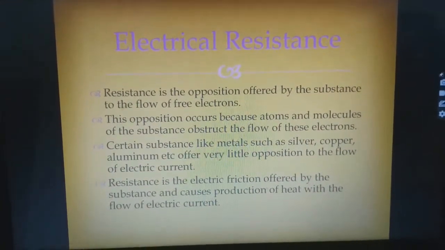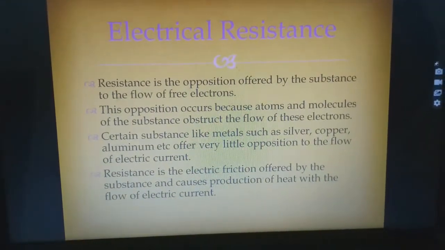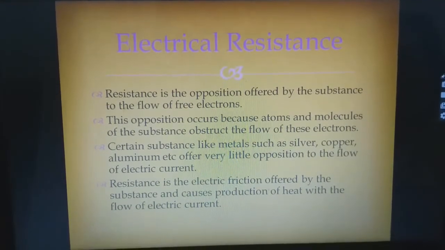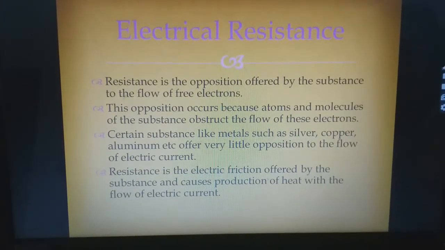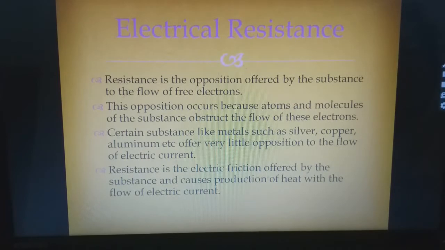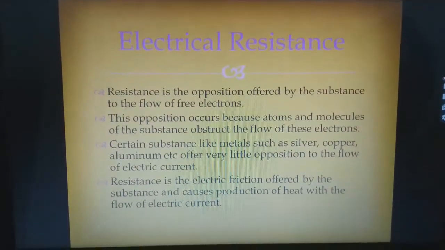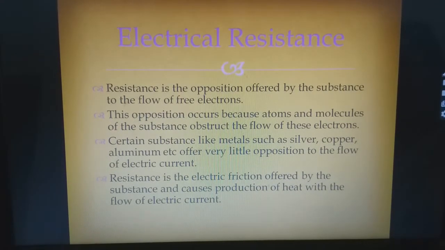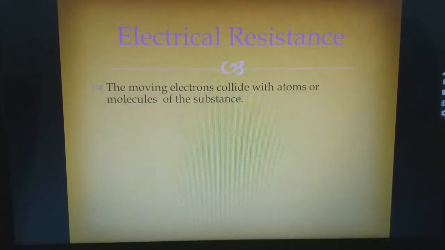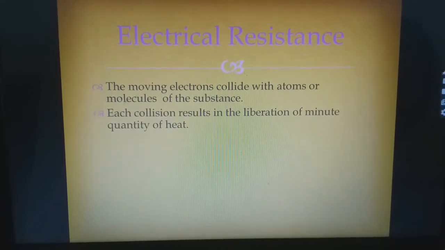Resistance is the electric friction offered by the substance and causes production of heat with the flow of electric current, just like in mechanics, when we deal with the force of friction, friction produces heat. Similarly here, the electric friction, that is the resistance, hinders the motion of charges, and then the energy is lost in the form of heat. The moving electrons collide with atoms or molecules of the substance. Each collision results in the liberation of a minute quantity of heat.